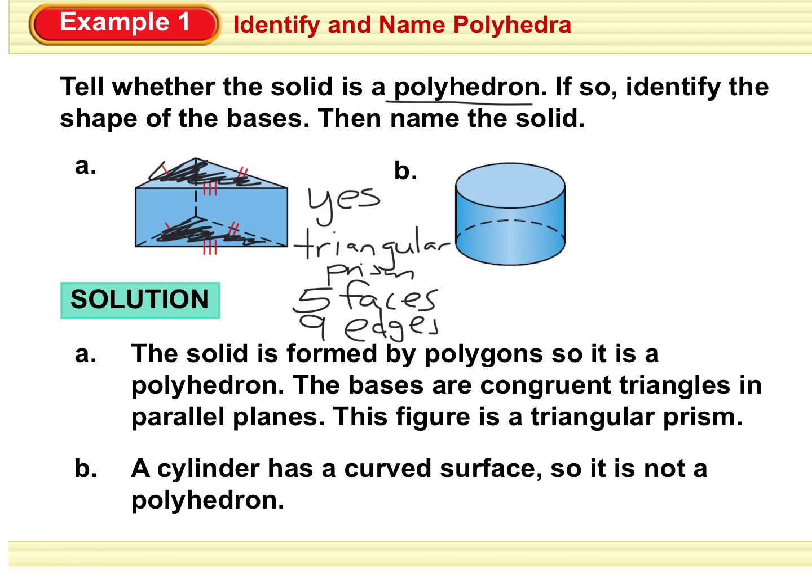Okay, we want to answer those same four questions. Okay, first, is it a polyhedron? No, why not? Good. Because it has a circle, it's curved, so it cannot be a polyhedron. Okay, now what's its name? First off, what's its base shape? A circle, but is this a prism or a pyramid? No, this has its own name. It is a cylinder. It has two circles as its bases.